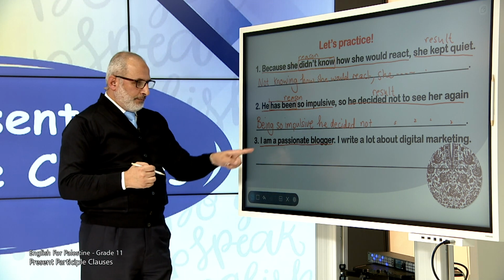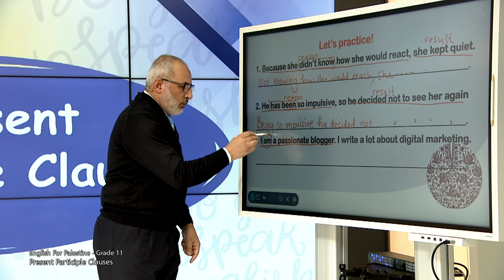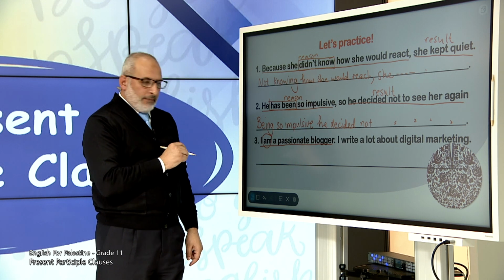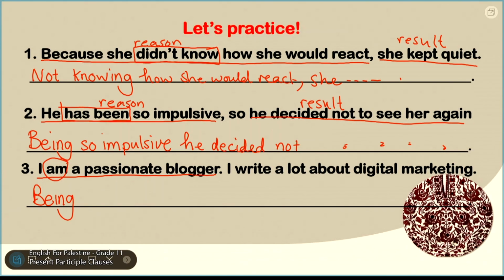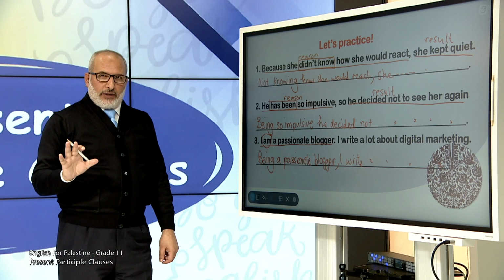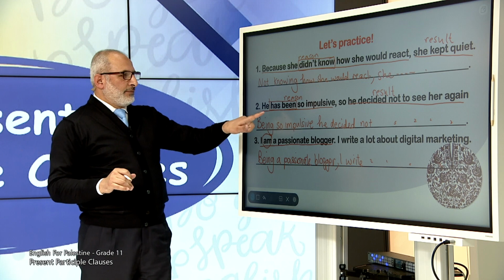Great. Where is the verb? The verb is am. What is the infinitive form of am? It is be. Good. Be with ing, being a passionate blogger, comma, I write a lot about digital marketing. Is it okay now? Great.